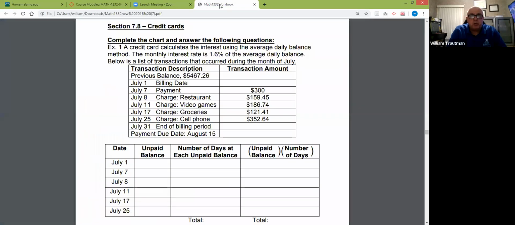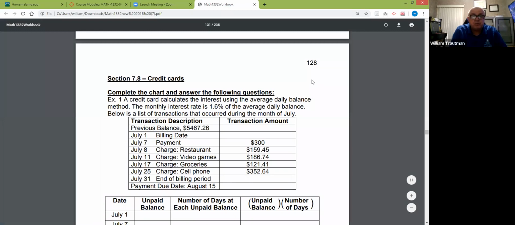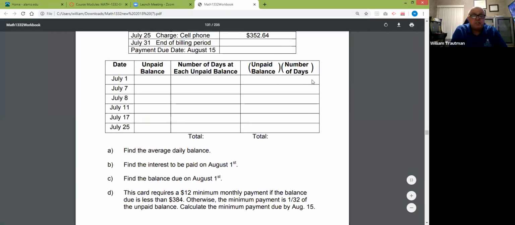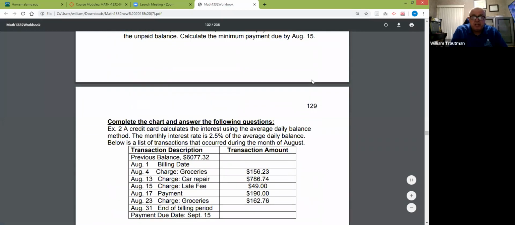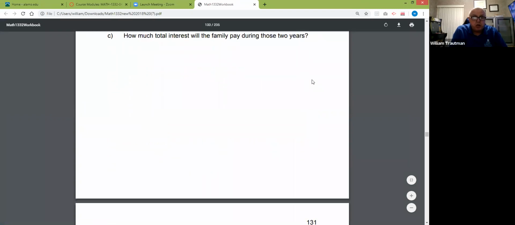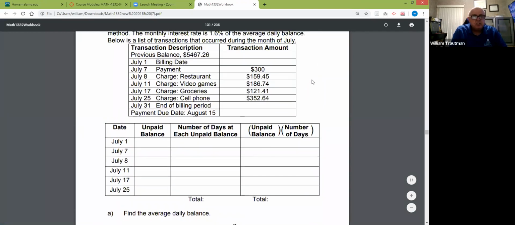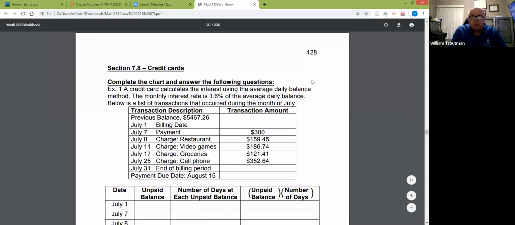Let's go to the workbook. Now, 7.8, credit cards, has 3 different sections. I'm only going to do this first page because the next page is really similar to what we're going to do. There are 2 problems on the credit cards. I'm only going to do 1, the very first problem on 7.8. Give me a second. I'm trying to find my pen. There it is.